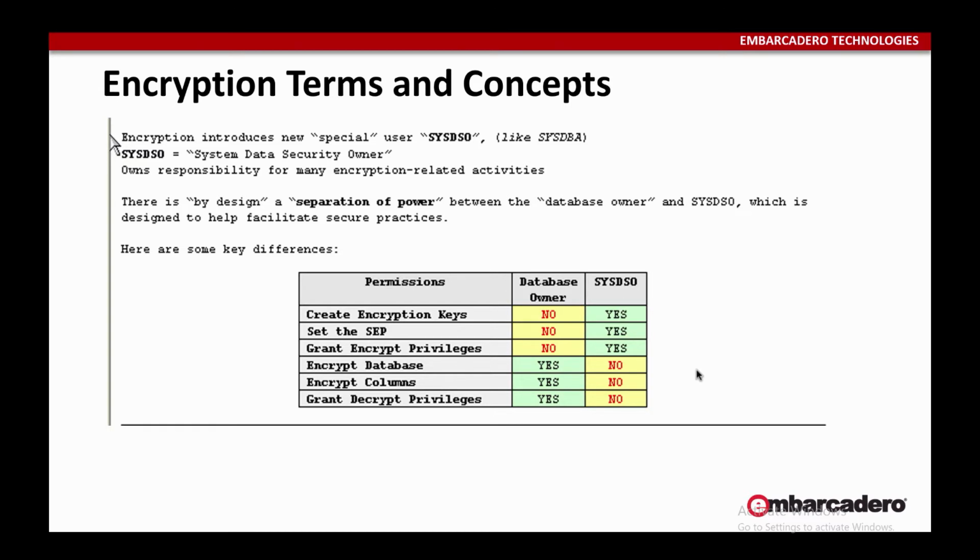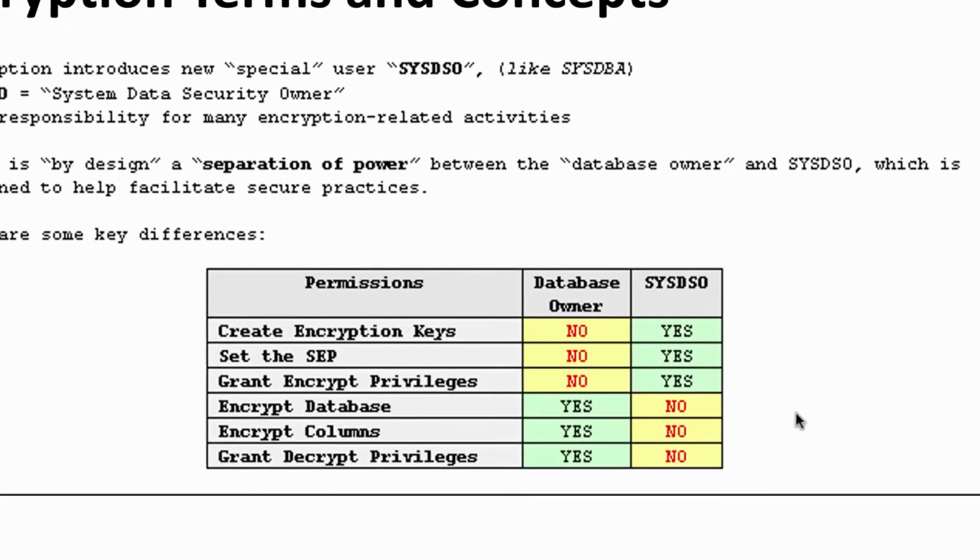So some of the key differences we see in this chart between the sysDBA and the sysDSO are: only the sysDSO can create encryption keys but cannot encrypt. Only the sysDSO can set the system encryption password, the SEP. Only the sysDSO can grant encrypt privileges to other users. Only the database owners can encrypt database and columns using the encryption keys created by the sysDSO. And lastly, only the database owner can grant decrypt privileges to other users.